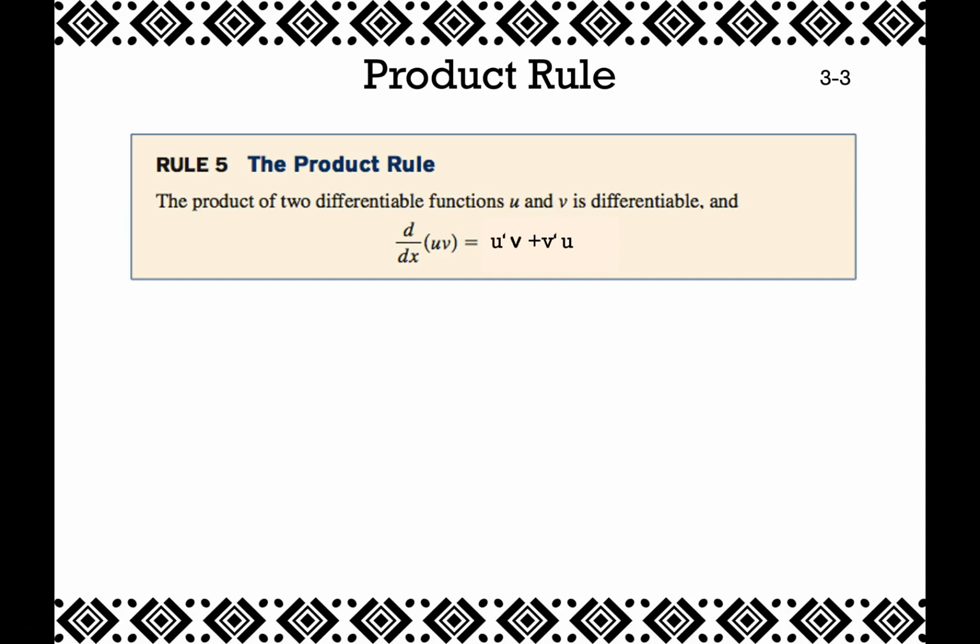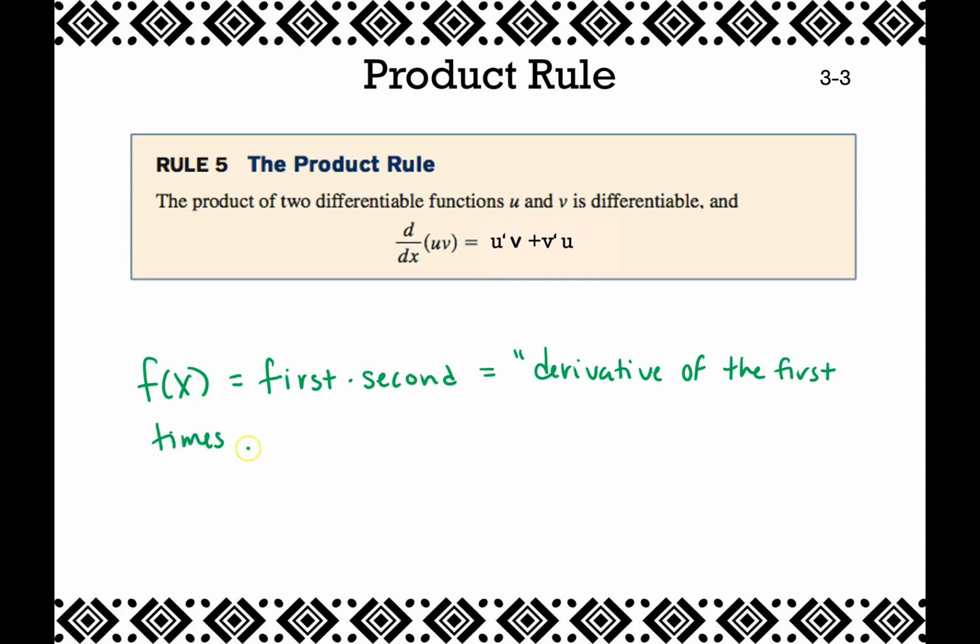All right, another way to say that is to take the derivative of something, I'll call it f of x equals, I'm going to call it the first thing times the second. That's going to be equal to the derivative of the first times the second plus the derivative of the second times the first.